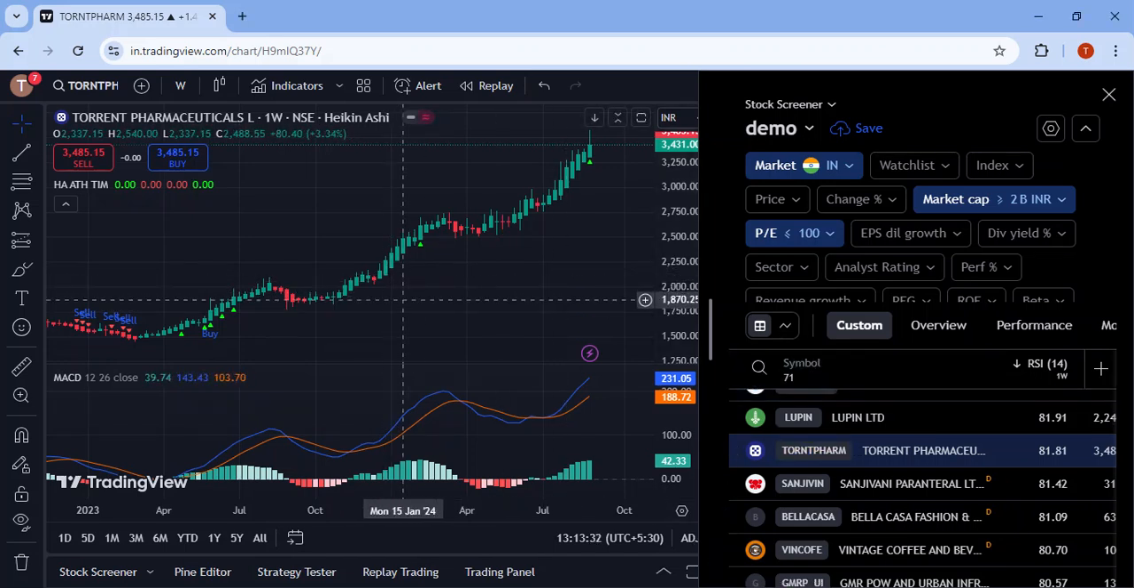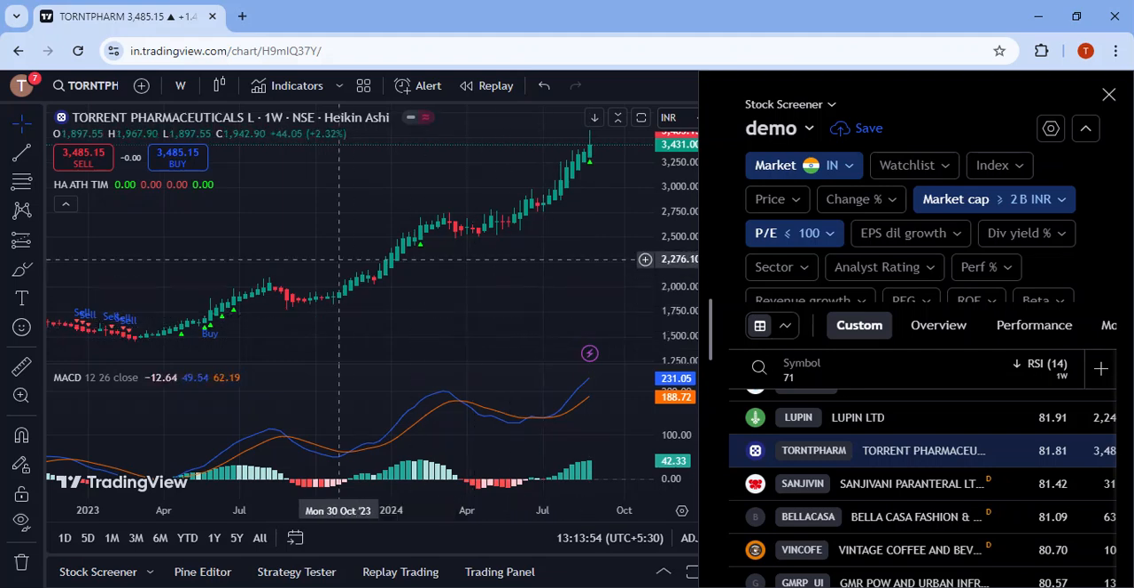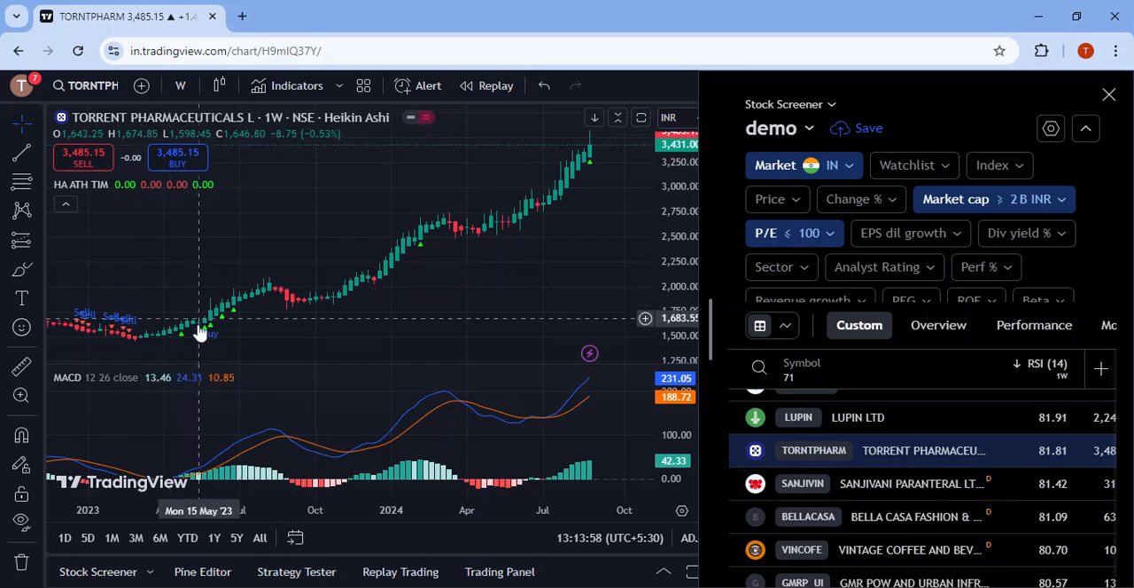Hello everyone. In this video, we'll be seeing some examples of stocks that you might have bought using this indicator, and then you have to decide to sell at some point, right? So I'll explain how to sell the stocks. But just before that, I'll show you one example of a stock that has gone up since the buy signal came.